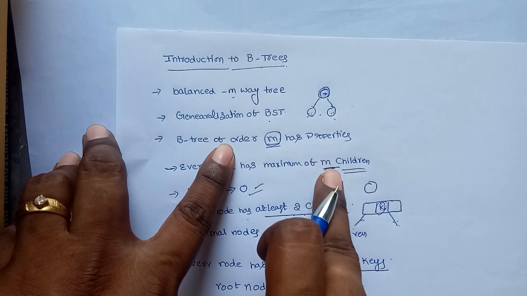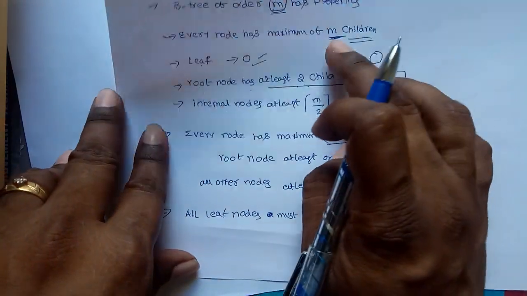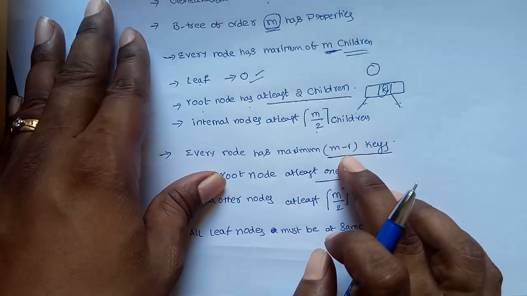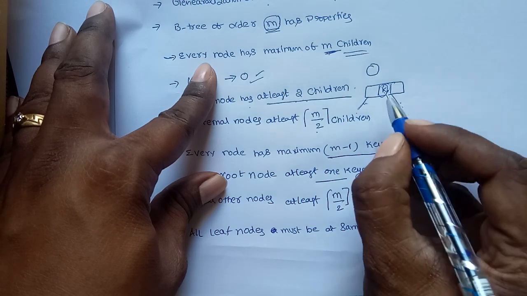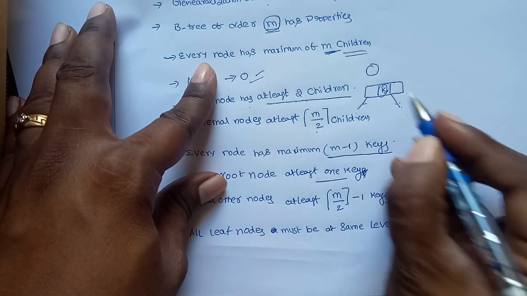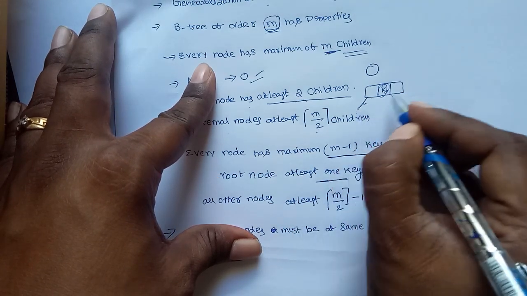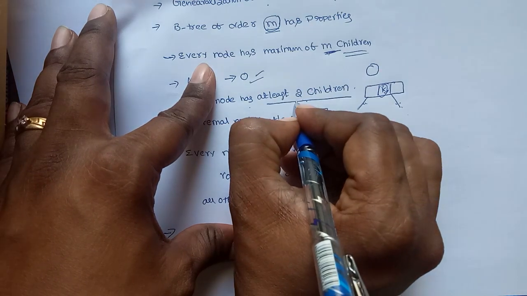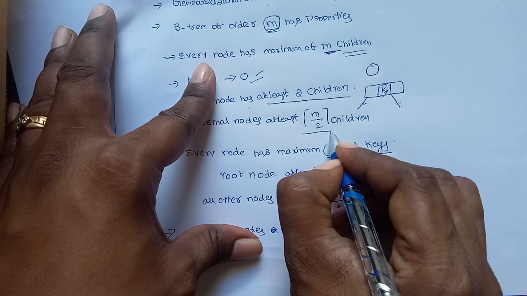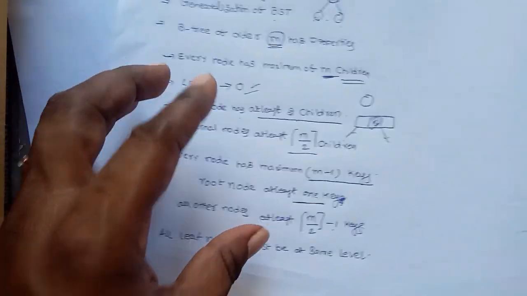If you want a maximum of m children, how many keys are required? M minus 1 keys are required. For a maximum of m children, a maximum of m minus 1 keys are required. So in the minimum case, the root contains a single key. If it contains a single key, then minimum how many children? 2 children. And all the internal nodes contain at least m by 2 children, ceiling. Automatically the number of keys is m by 2 minus 1.